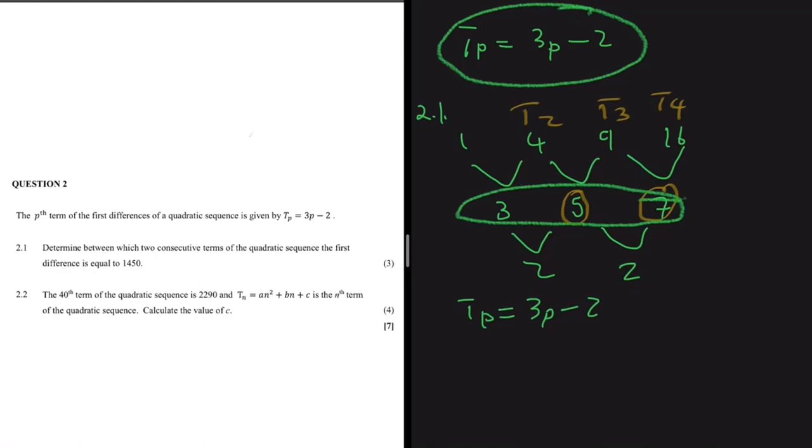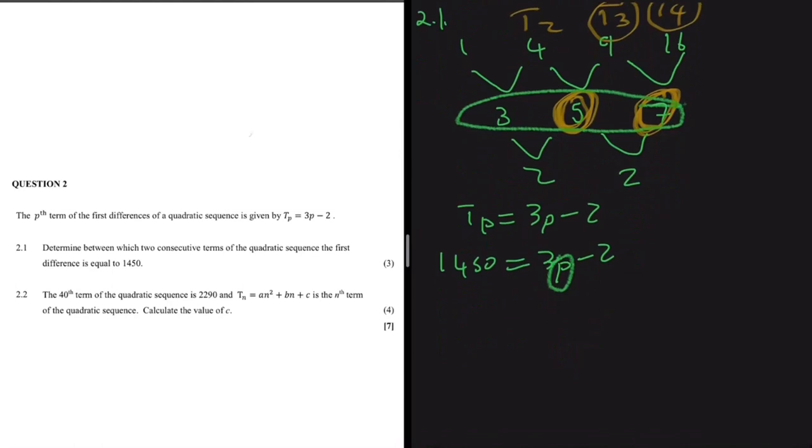And then we know that the term that we're looking for is 1450, which is equal to 3p minus 2. So if we solve for p, then we're going to know which position that term lies, right? Clearly here, if the term is in position 2, then it is between term 3 and term 2. And then if it's in position 3, then it's between the fourth term and the third term, just like that. So let's go ahead and solve for p. So we're going to have 3p being equal to 1448.